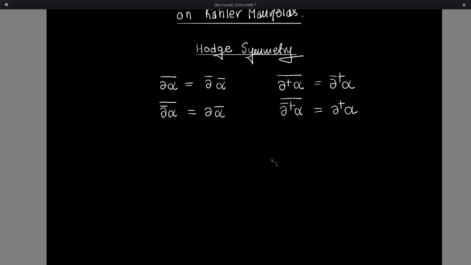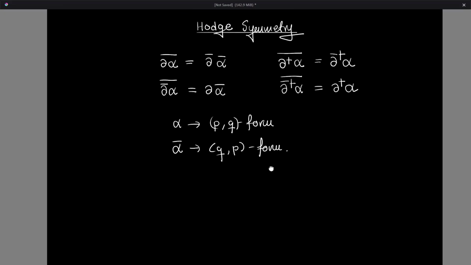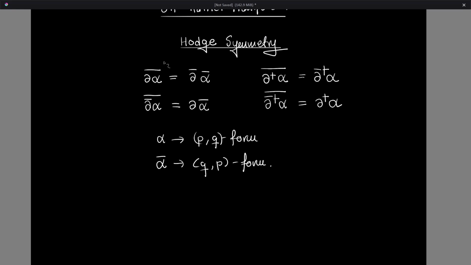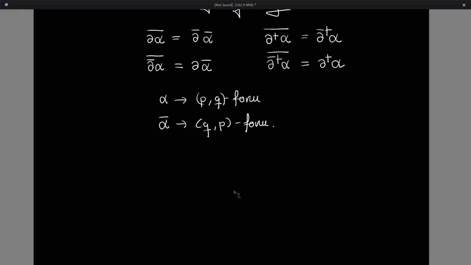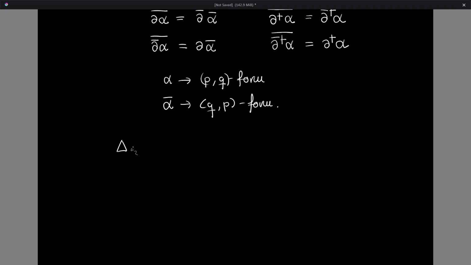Okay, so because of these, what we're going to try to do is relate the Hodge number of a PQ form alpha, and we know that alpha bar is a QP form. So we're going to try to relate these two, and you can see how we might arrive at something like this. So we're going to have to be able to relate the Laplacians of alpha and alpha bar. So let's see how we can do that. So delta partial bar is equal to partial bar dagger partial bar plus partial bar partial bar dagger. And so we will need to show that these are both 0.